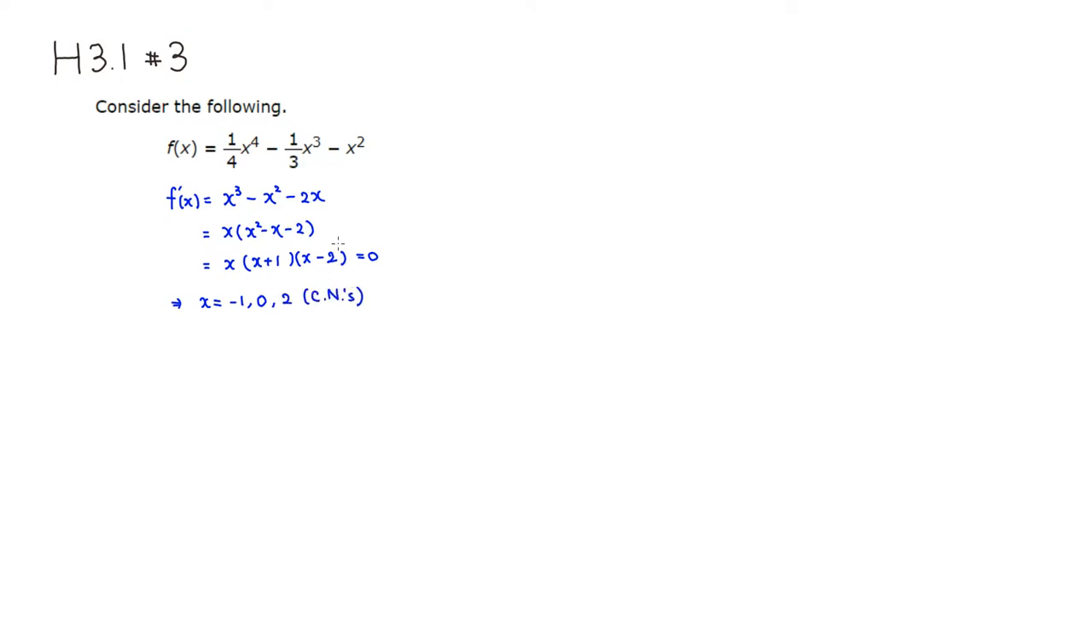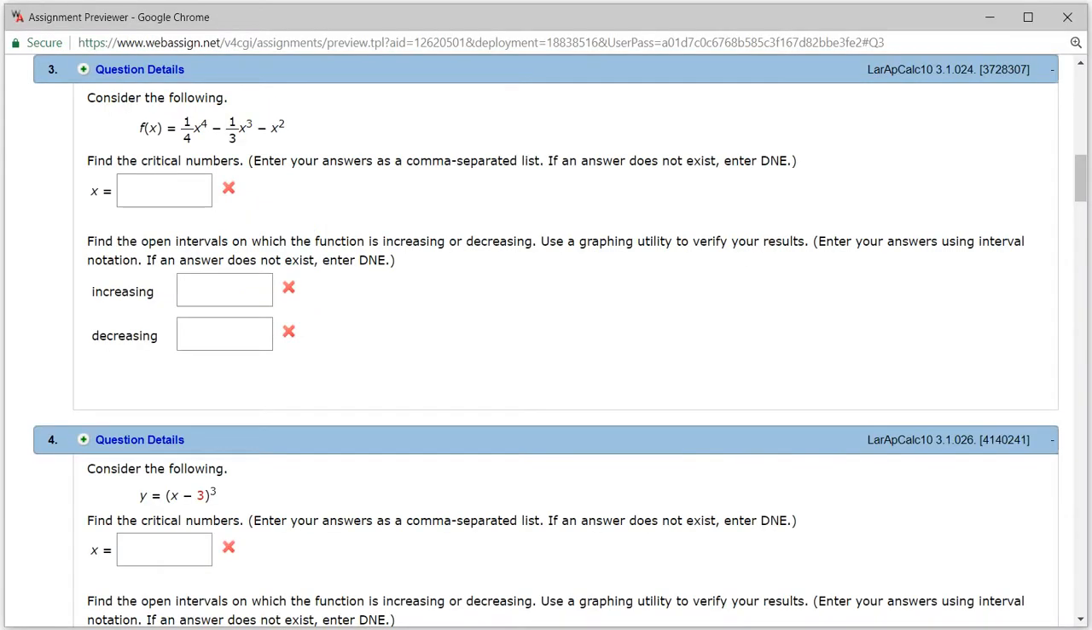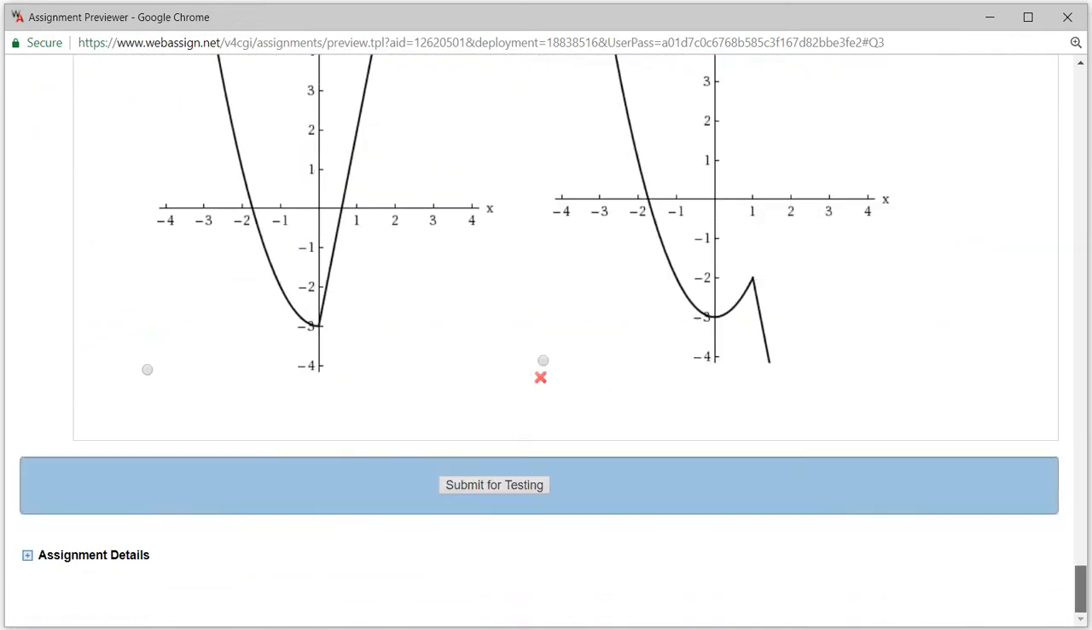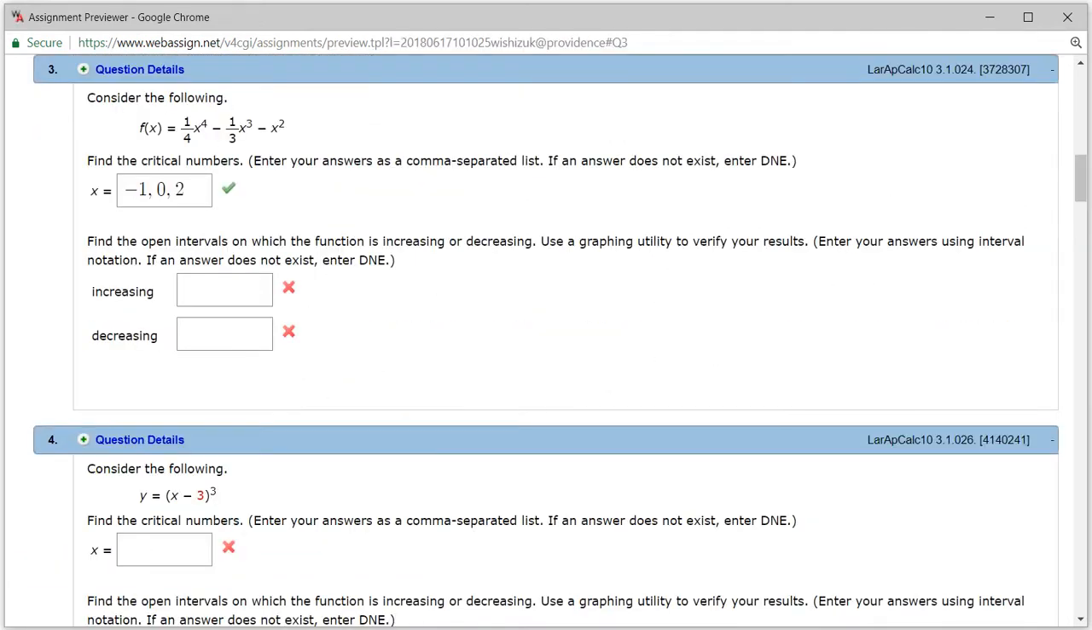So let's type those in. We got negative 1 and 0 and 2. Let's check the answer. Submit for testing. It came back and looks like we got the critical numbers correctly.